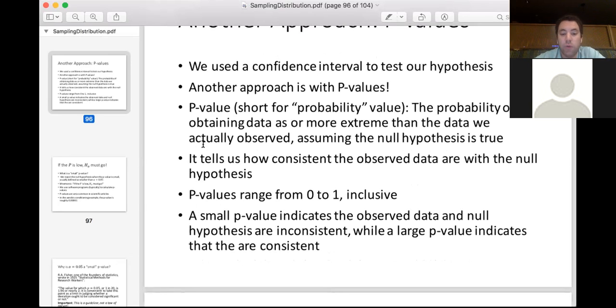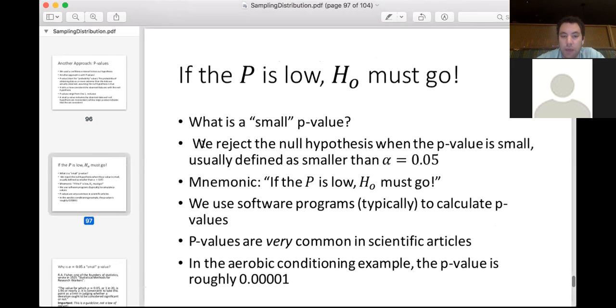So a small p-value will indicate the observed data and null hypothesis are inconsistent, while a large p-value indicates that they are consistent. So we say that small p-values less than 0.05 are significant, which means that we will reject our null hypothesis and conclude that the alternate is true. So you could think that if the p-value is low, the null hypothesis must go.